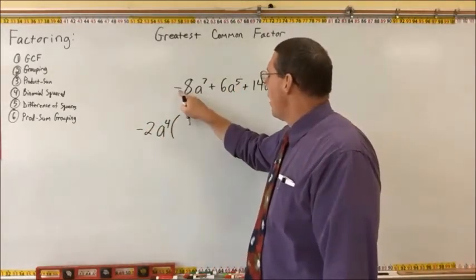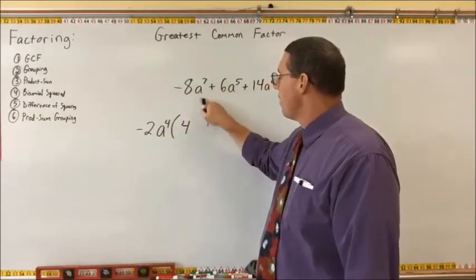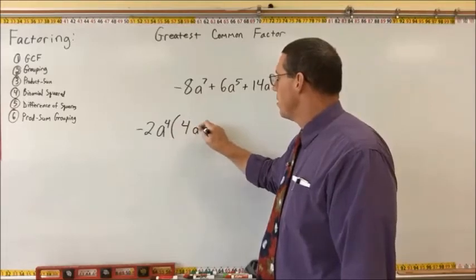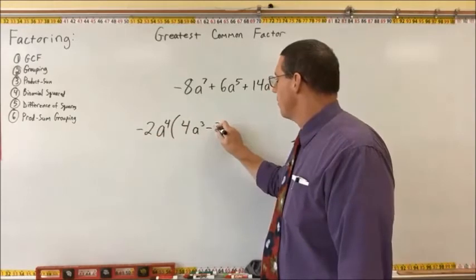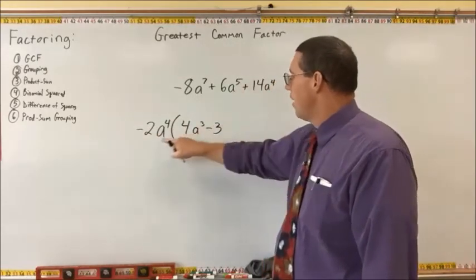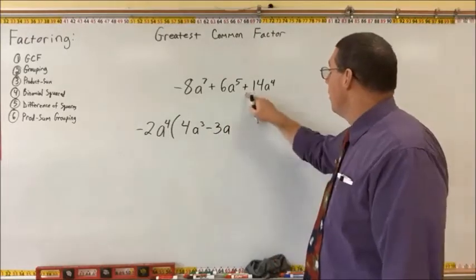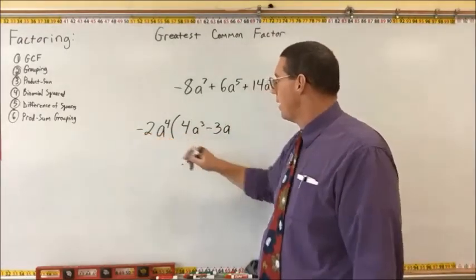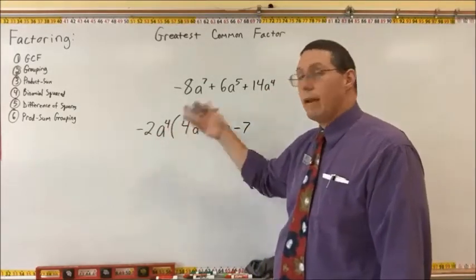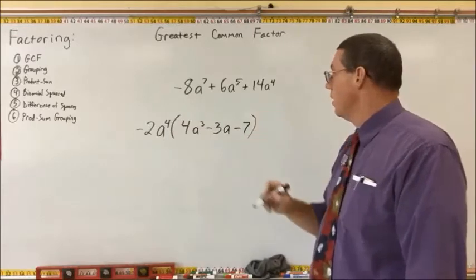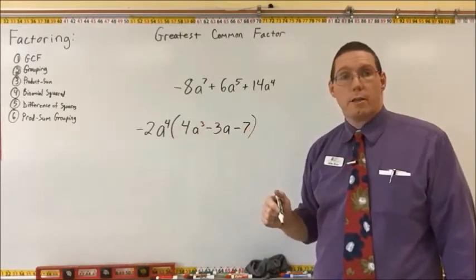Negative 8 divided by negative 2 is positive 4. a to the 7th divided by a to the 4th is a to the 3rd. 6 divided by negative 2 is negative 3. a to the 5th divided by a to the 4th is just a to the 1st, right? Positive 14 divided by negative 2 is negative 7. And then a to the 4th divided by a to the 4th, well, those cancel, so we're not going to have any variables on that last one. And this is our final expression here.